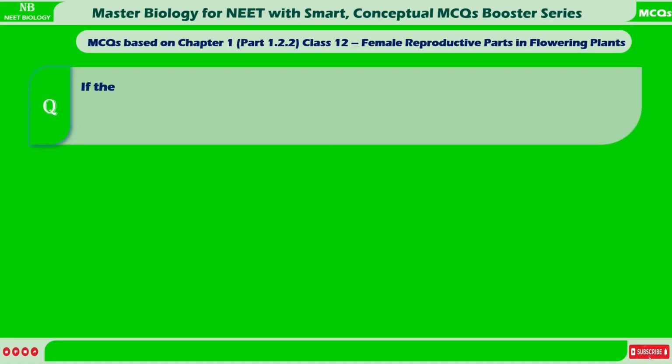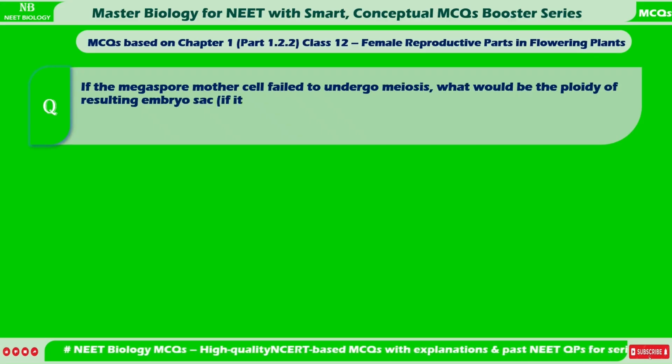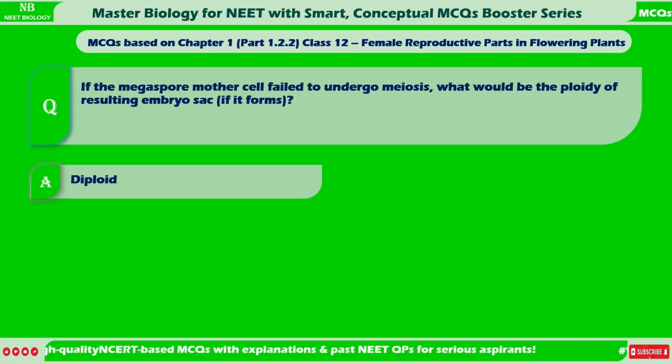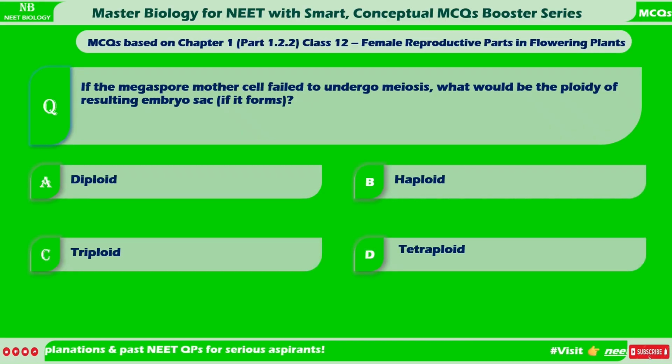If the megaspore mother cell failed to undergo meiosis, what would be the ploidy of the resulting embryo sac, if it forms? A. Diploid. B. Haploid. C. Triploid. D. Tetraploid.